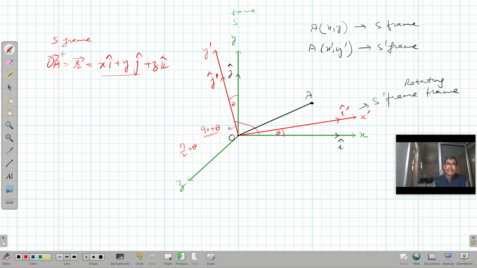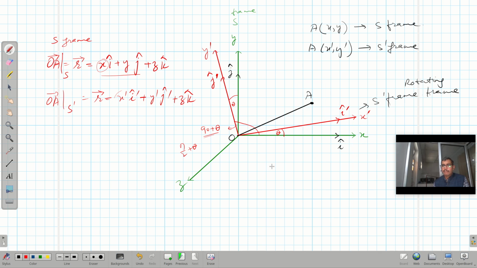But when I am looking at this OA vector from the S prime frame, then this again remains the same, but rather than x, it will become x prime i prime plus y prime j prime plus z k. It will remain the same. Now I want to find out the relationship between this x and this x prime, and y and y prime. So for that, what should I do? Let us first of all find what i prime cap is and what j prime cap is. So for that, let us do one thing.